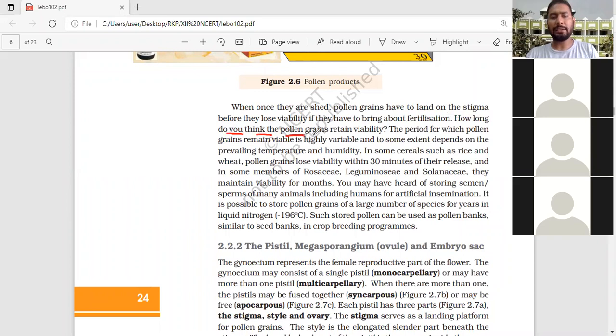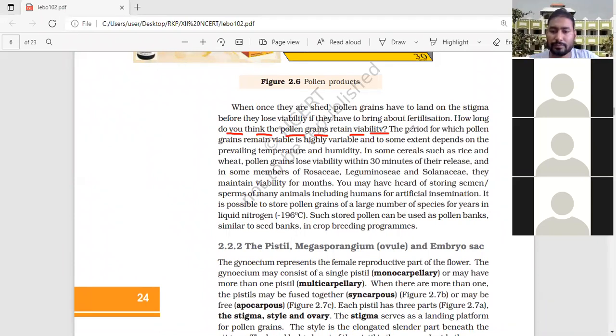How long do you think the pollen grains retain viability? Their viability is very long, because as I told you, the pollen grains are made up of sporopollenin. If they arrive onto the stigma, they go for fertilization. Otherwise they remain for a long time, because the outer layer, the exine, is made up of sporopollenin, and no enzyme can digest this sporopollenin. Due to this, the viability of the pollen grain is very high.